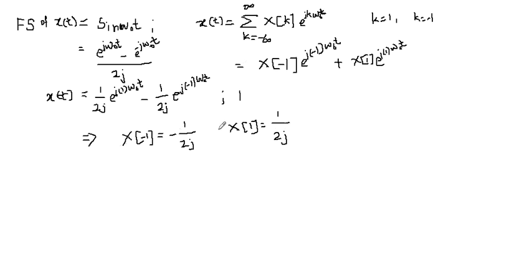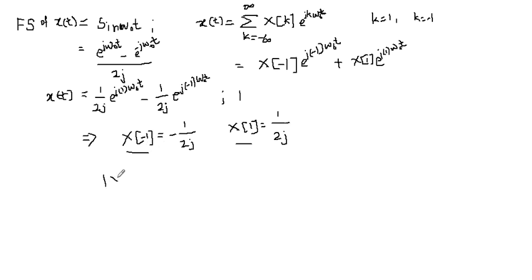Now from this we got to know that x of k is the Fourier representation. So we got x of minus 1 and x of 1. These are nothing but the Fourier domain values of our signal. And in the Fourier domain, we need to write the magnitude as well as the phase values and even the plots of that. So the magnitude of this one, the magnitude of this.